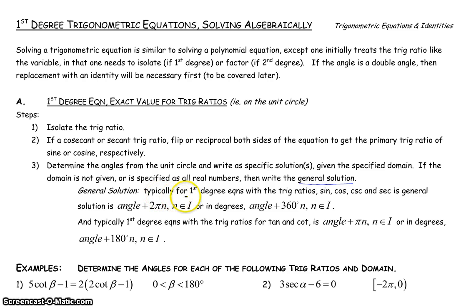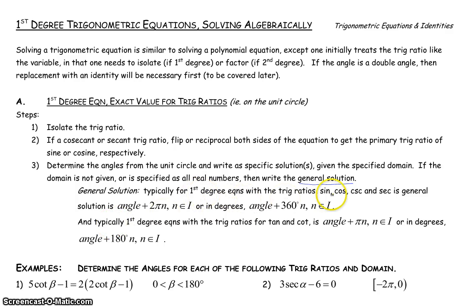So typically, though, for first degree equations with trig ratios of sine, cos, cosecant, or secant, the general solution is really you take the angle that you would have written down if it was a specific solution, and you go plus 2 pi n, where n is an element of the integers. In other words, you're adding full rotations to the first angle. Or if you're working in degrees, again, the angle plus 360 degrees n, where n is an element of the integers. Okay, so that being said, you still want to look at your unit circle once you've got all the terminal arms that are solutions drawn, and then determine how you would describe it generically.